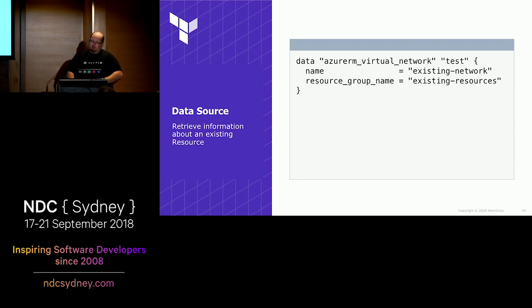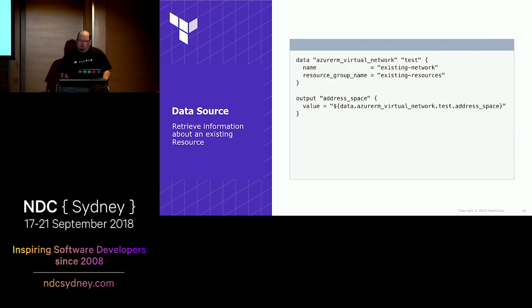So in this case, it's very similar to creating a resource. This is a data source. The main difference between a data source and a resource is the word data rather than the word resource. One thing of note about data sources is they expect the resource to exist. And so if it doesn't, Terraform will throw an error and say, hey, the resource group existing network should exist, but it doesn't. Whereas a resource will create it.